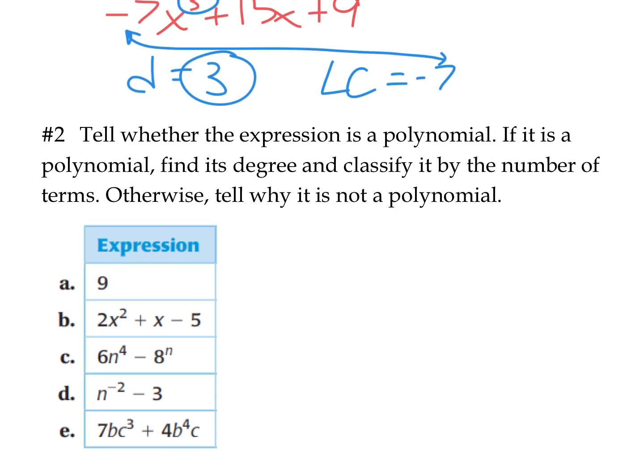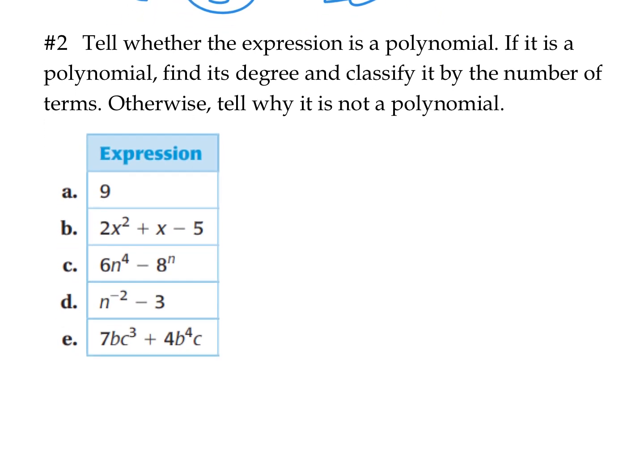Now let's look at identifying if something is a polynomial and then finding its degree and classifying it by the number of terms. All right, so let's see the first one, 9. So the number 9, okay, it's a monomial. So that makes it a polynomial, right? It's just a single term, that's fine. A monomial is a polynomial.